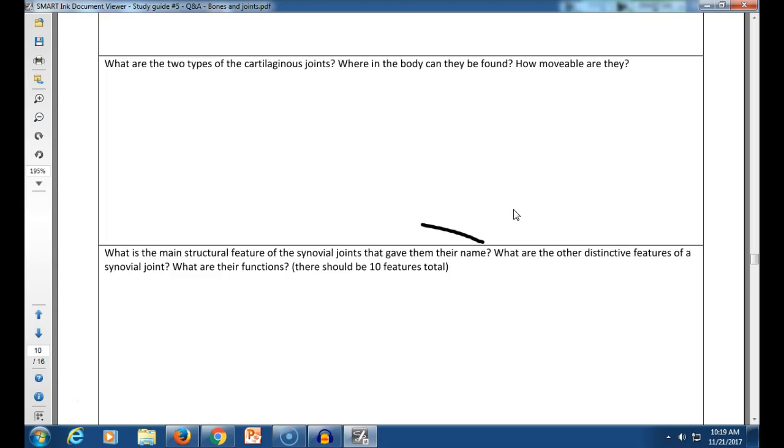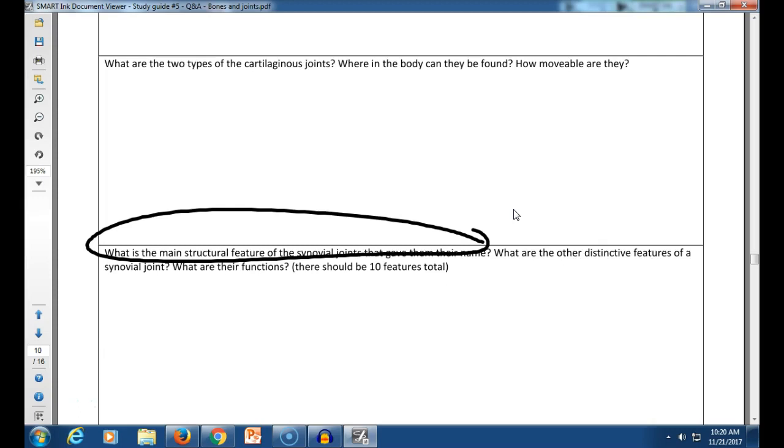Synovial joints. Let's think about structural features. The ends of the bone in the joint are covered with what type of cartilage? Hyaline. It's called articular, right? Articular cartilage, which is hyaline. Very good. The joint is filled with synovial fluid, which is viscous, lubricates the ends of the bone and also nourishes the cartilage, right?